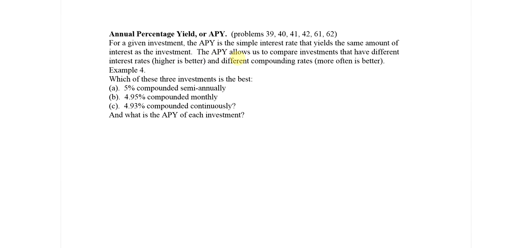And what that allows us to do is compare investments that have different interest rates, so a higher interest rate is better, and different compounding rates, again, more often is better. And the problem is, of these three investments, this has got the highest interest rate, but it's compounded least often, right? This is compounded most often, right? But it's got the lowest interest rate. So which is the best? And what is the APY for that?